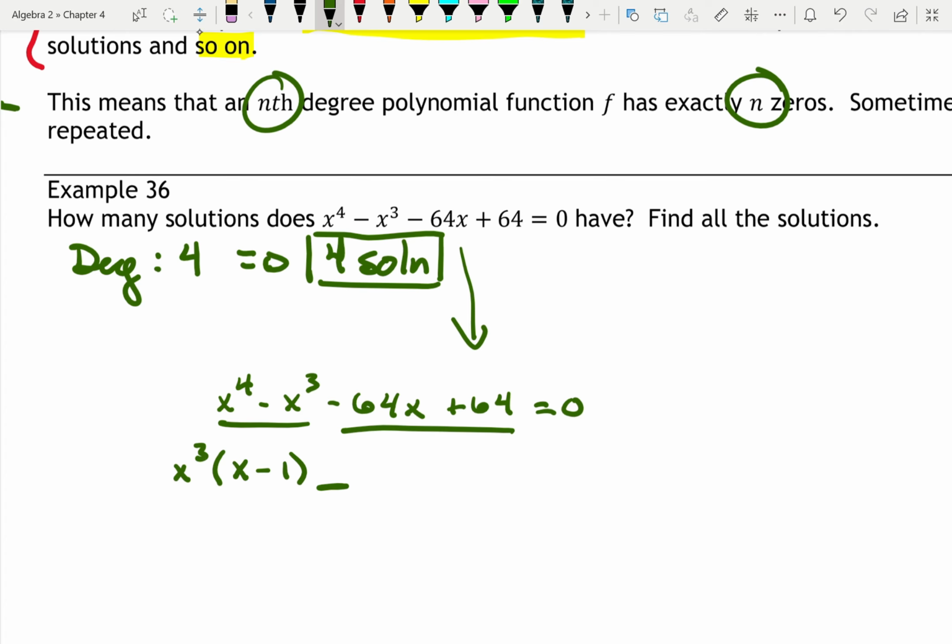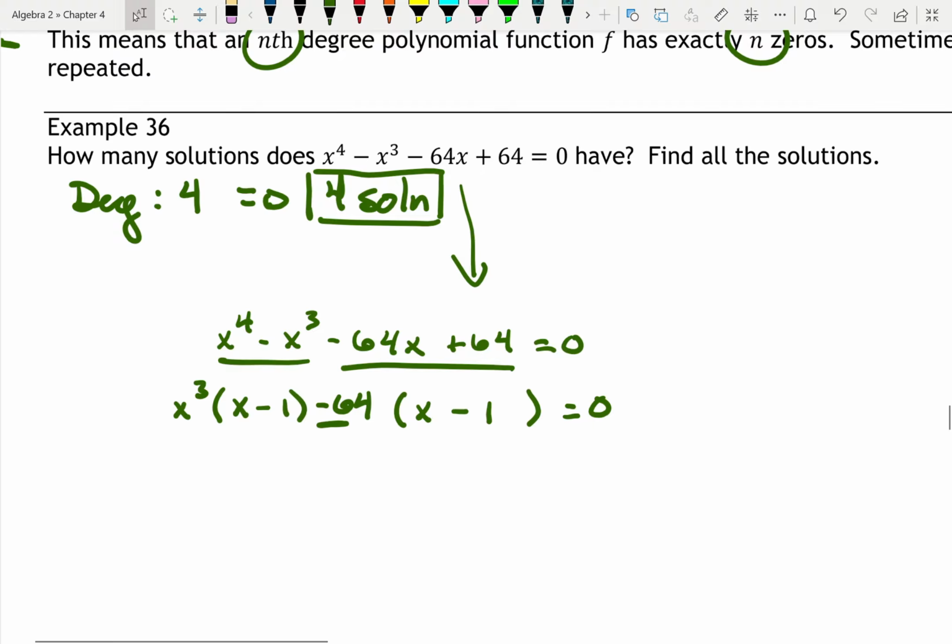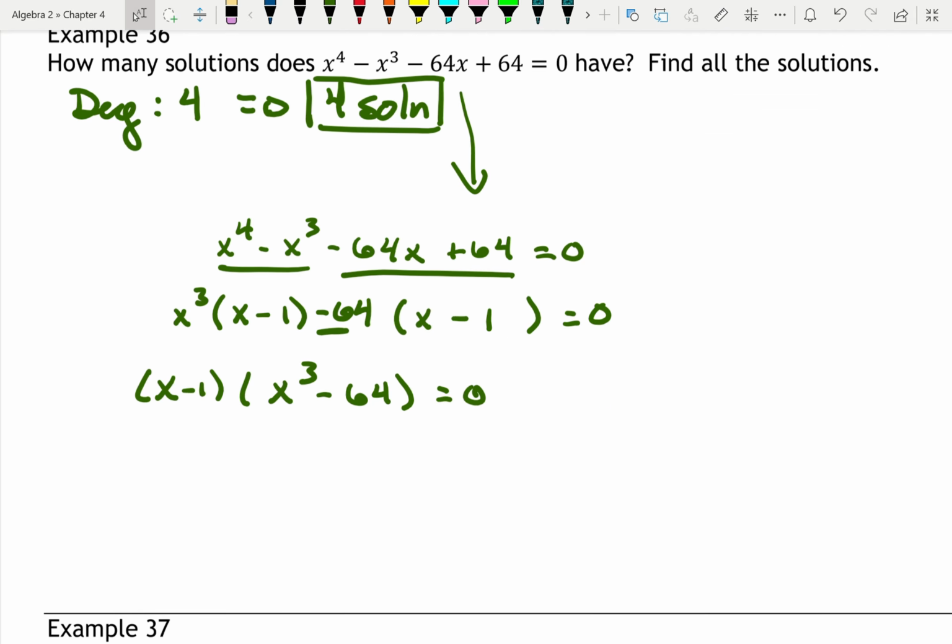Now I want to pull something out of the second binomial such that I have x minus 1. And I can pull out a negative 64, and that'll work out just perfectly for us. So now I'm going to have x minus 1 out front, and then x cubed minus 64 equals 0. I know that x cubed minus 64 can be factored, because this is x cubed minus 4 cubed, and that's a difference of 2 cubes.